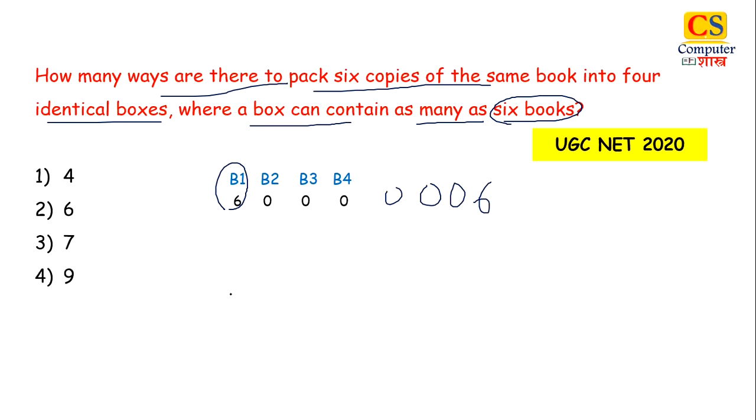So the next combination can be, we are putting 5 books in one box and the remaining 1 book in any other box. The next combination will be, we are putting 4 books in one box and now we are left with 2 books because there are a total of 6 books. So now these 2 books can be put using 2 combinations. One will be, we are putting these 2 books in a single box. Another one will be, we are putting these 2 books in different boxes, 1 in each box.